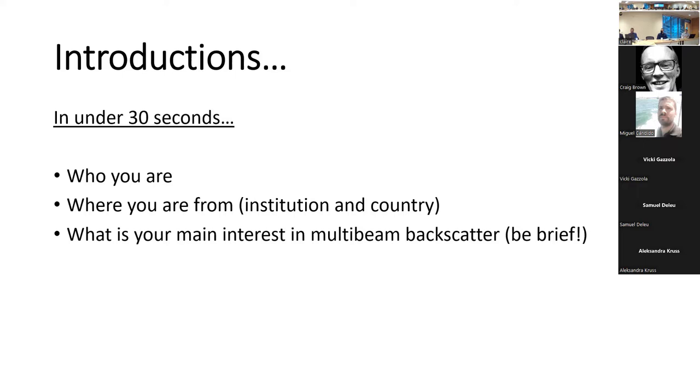Hi, I'm Tim Labar. I'm from the National Oceanography Centre in Southampton in the UK. I've been using multibeam backscatter now, unfortunately, since 1997. Very interested in what it can actually give us and effectively its interpretation. We're now looking at automated artificial intelligence ways of maybe improving our interpretation of what it can actually tell us about the sea floor.